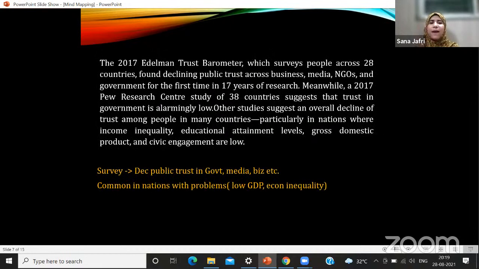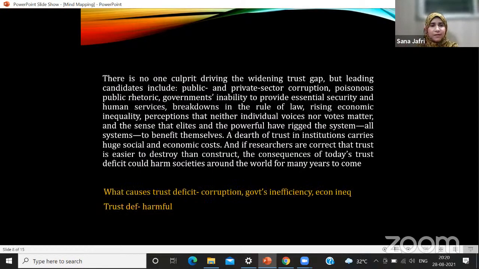ये clear है ना? पहला para सिर्फ बता रहे survey है कि public trust कम हो रहा है in government institutions and other institutions alike, और वो कौन सी जगहों पे, इस type की countries में हो रहा है. That's it. और कुछ important नहीं. Now we come to the next. There is no one culprit driving the widening trust gap, but leading candidates include public and private sector corruption.